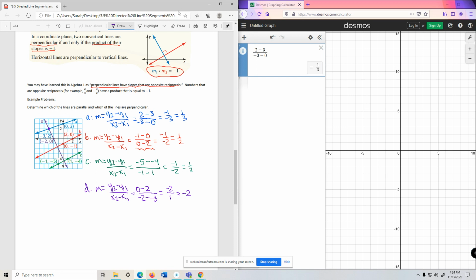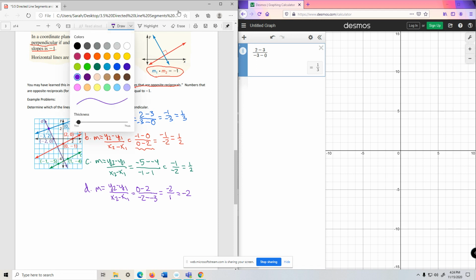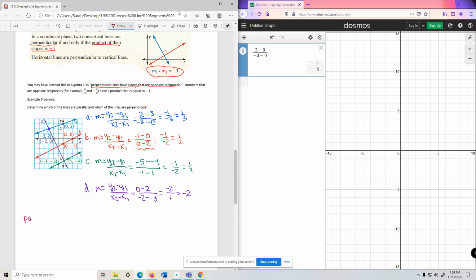So they want to know which lines are parallel and which lines are perpendicular. So parallel have to have the same slope. Which two lines in this have the same slope? Line B and line C have the same slope. So we can say that line B is parallel to line C.